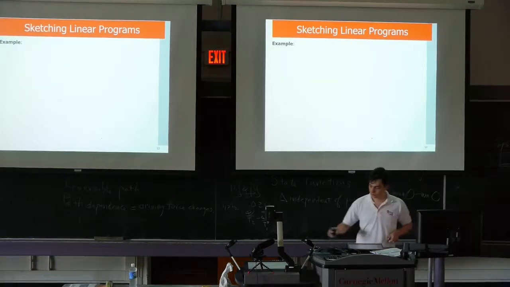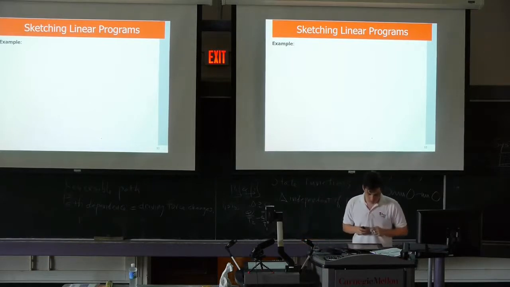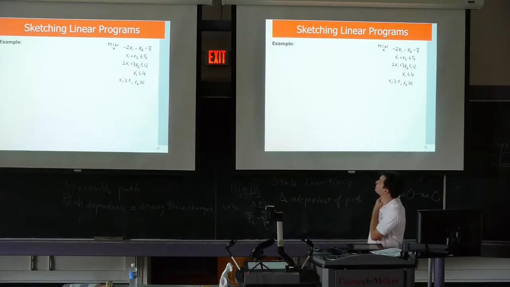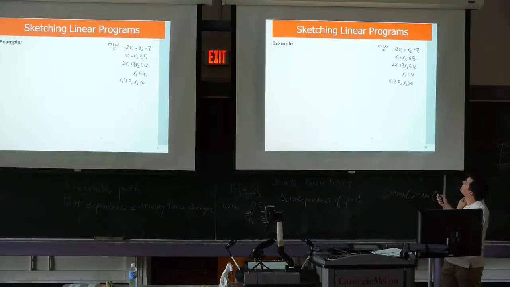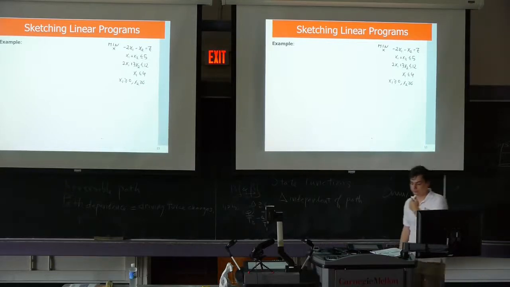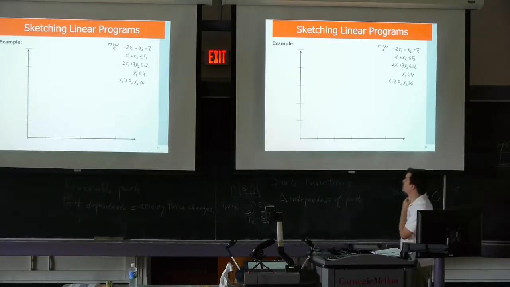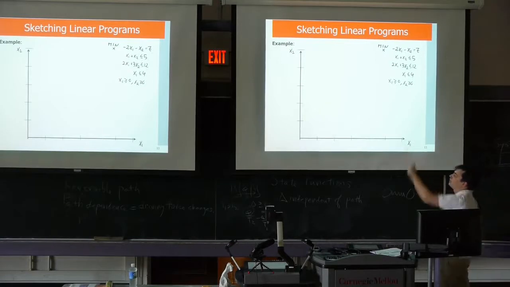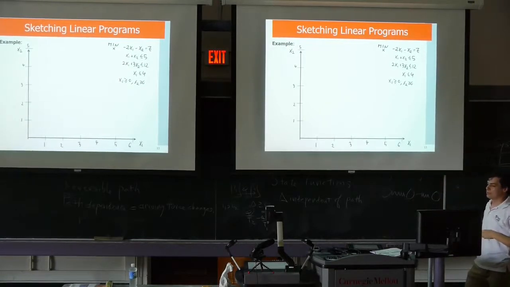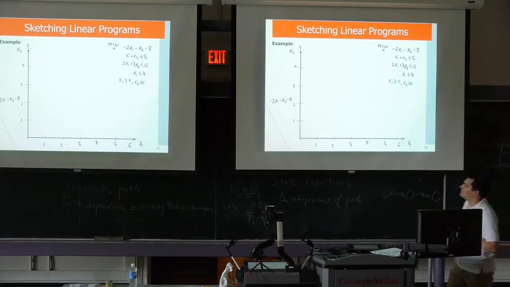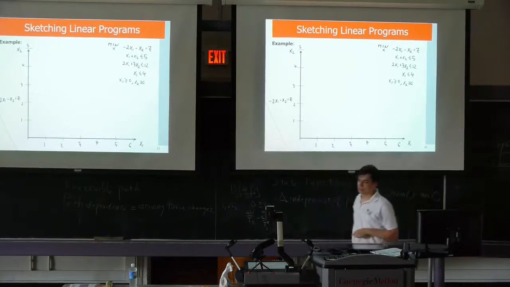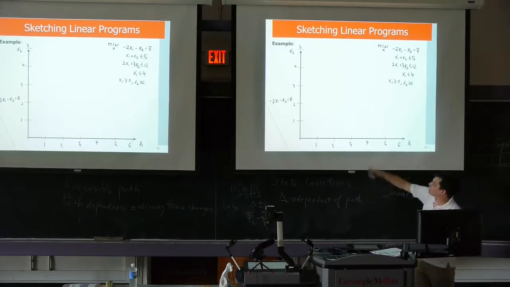So let's see. Sketching a linear program. Here is an example. We want to minimize z, which is minus 2x1 minus x2, and I denote the cost function with z. And we have constraints: x1 plus x2 is not bigger than 5, 2x1 plus 3x2 is not bigger than 12. We have a constraint that x1 is not bigger than 4, and x1 and x2 are non-negative. So here is a coordinate system, and let's see what happens. This is x1, that one is x2. Some ticks. And this is my cost function, minus 2x1 minus x2 is z. So this is what we want to minimize.